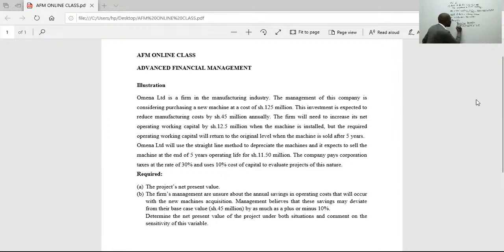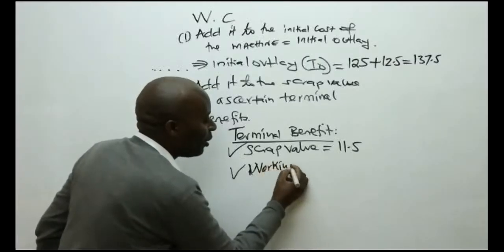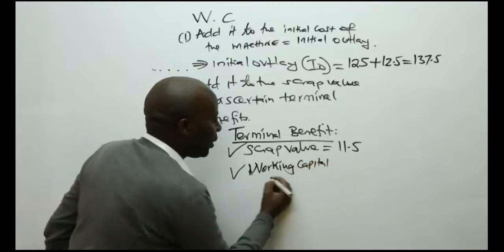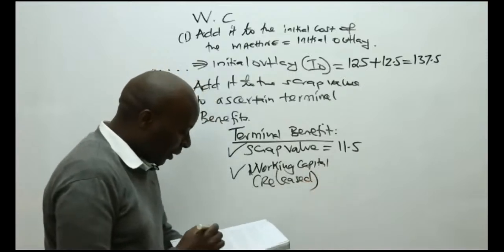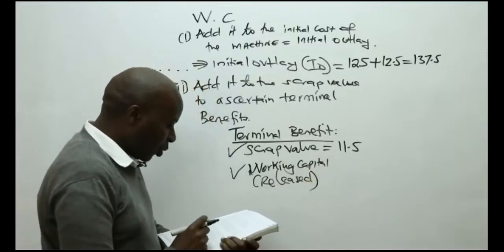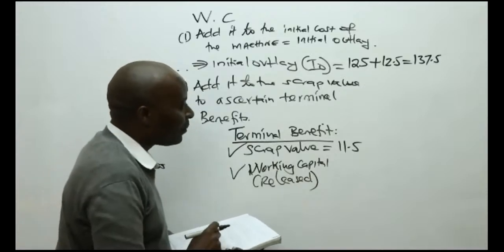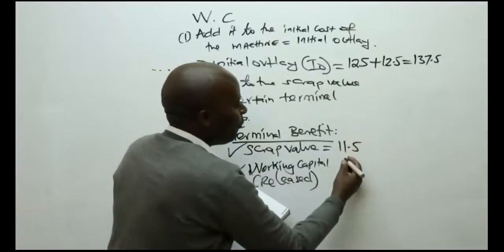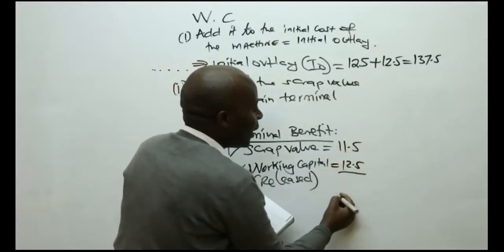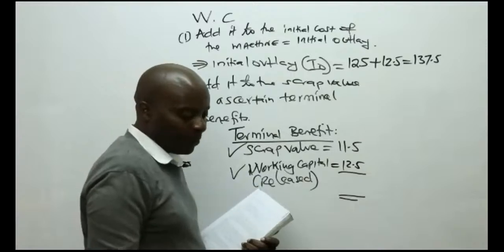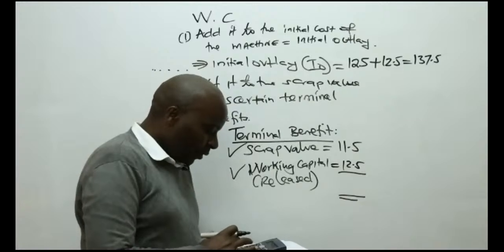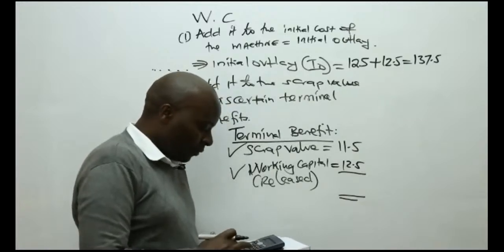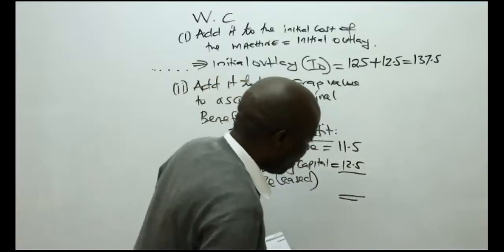And then the good thing is that we are going to receive working capital back. The working capital which shall be released to us is the same figure of 12.5. So in short, ladies and gentlemen, our terminal cash flows will be 11.5 plus 12.5. Always try to use your calculators. So we have here 11.5 plus 12.5, giving us a figure of 24.